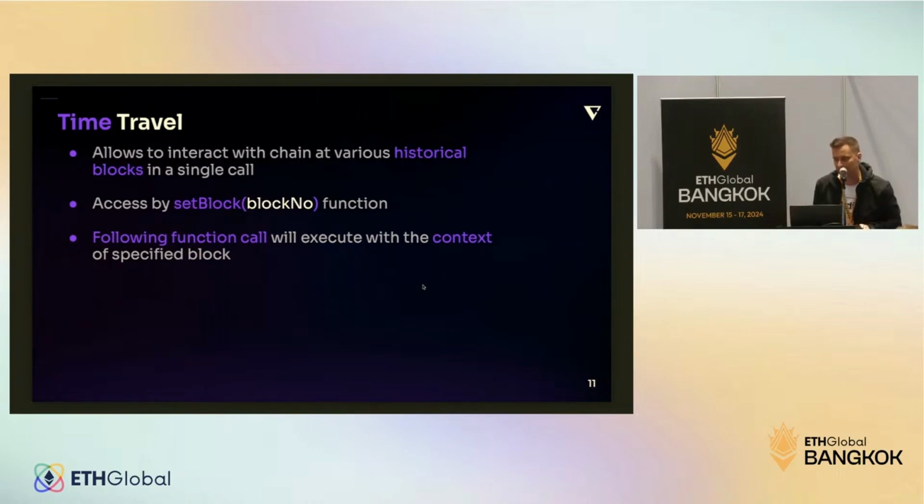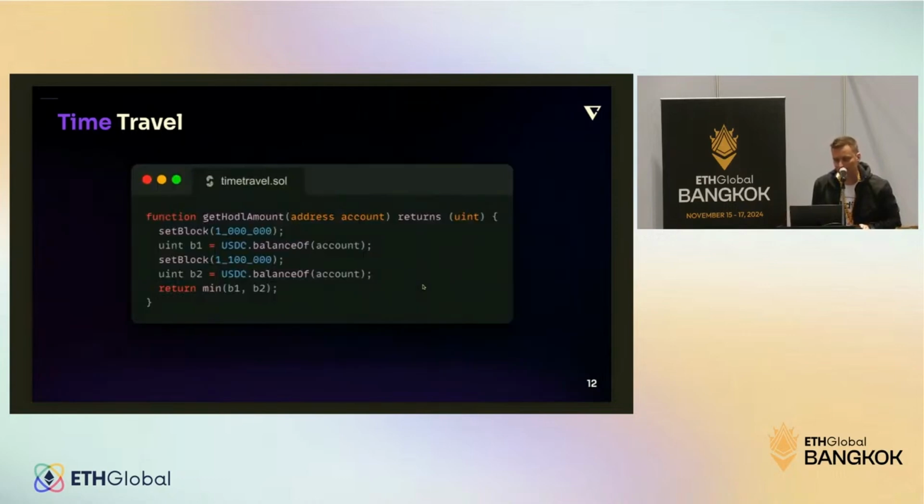Easy peasy, right? So here's an example. Let's say I want to prove on-chain that someone is a hodler. I time travel to a very old block. I time travel again to another block that is old, but not as old as the first one. I take the balance at both of those blocks, and I return the minimum, and that is considered the hodl amount.